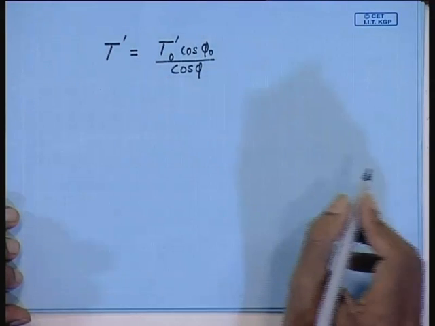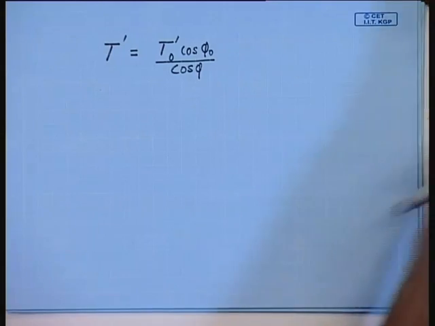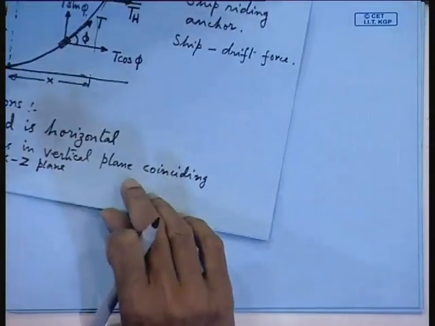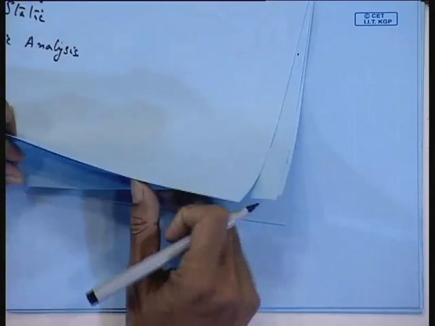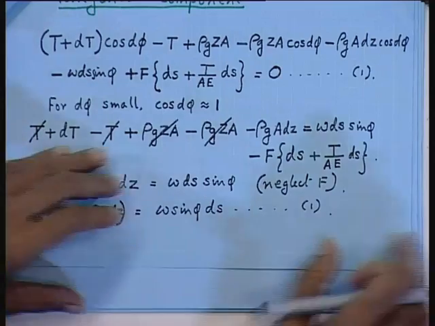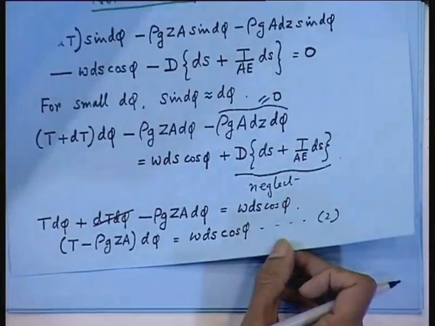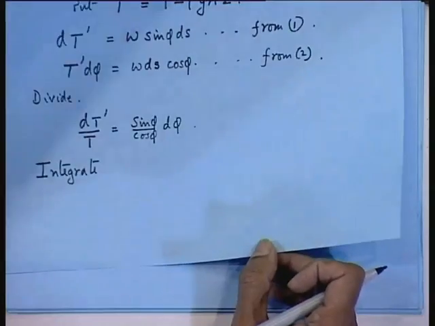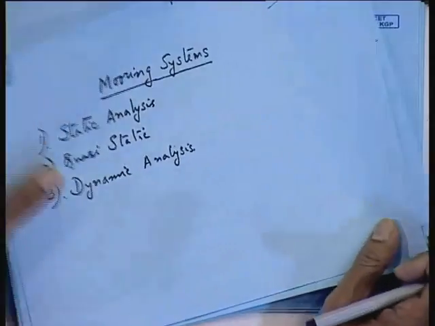Now, this prime indicates what? Remember the first equation that we have done, what was the significance of the prime? Prime actually we have corrected for hydrostatic pressure. So if you look at this equation, what was the correction? This expression was your T prime. So that is just the correction for hydrostatic pressure. So T prime is the tension in the chain cable corrected for hydrostatic pressure.